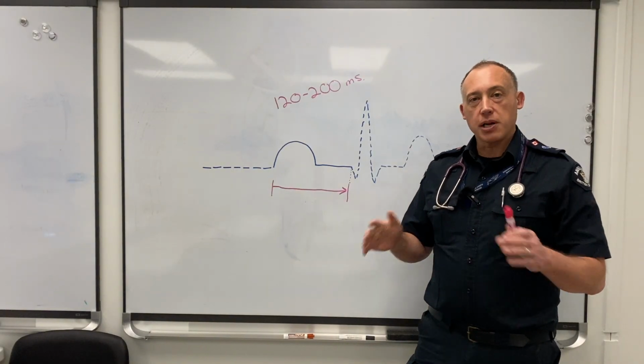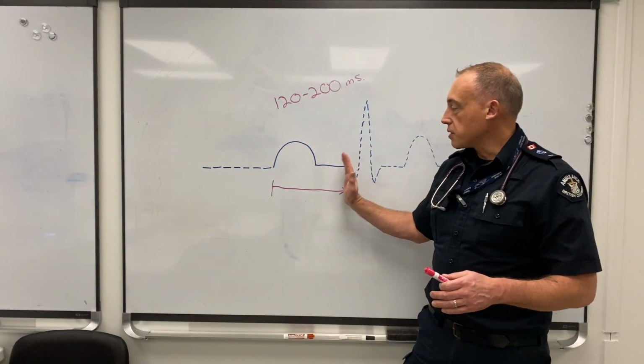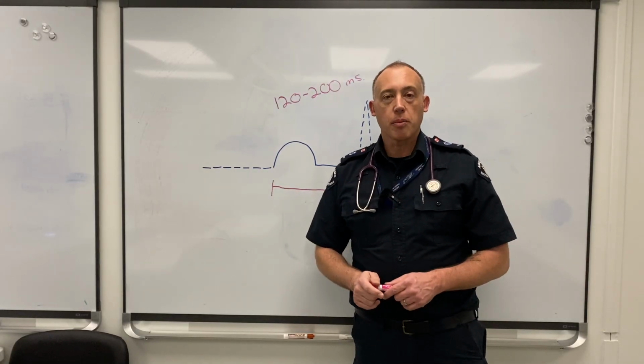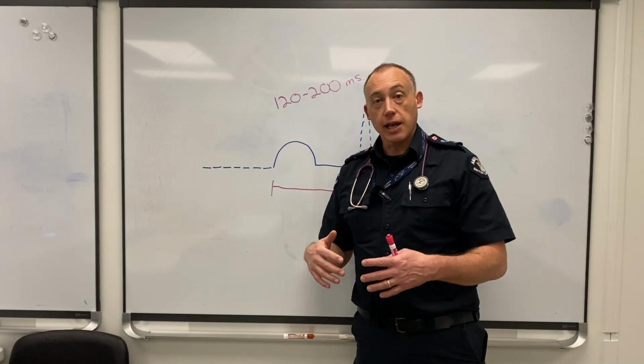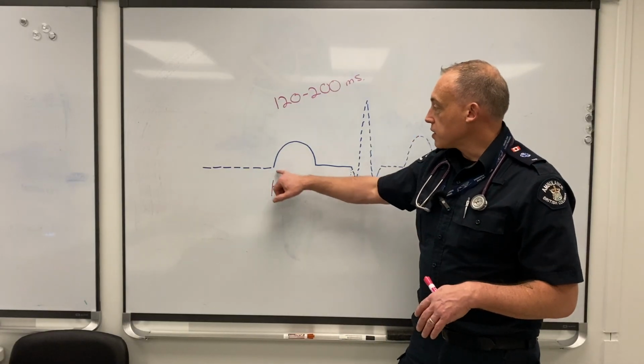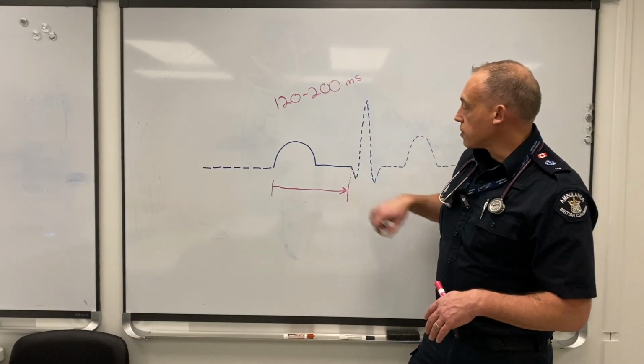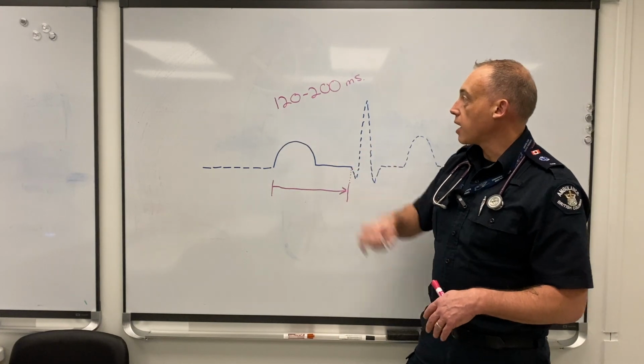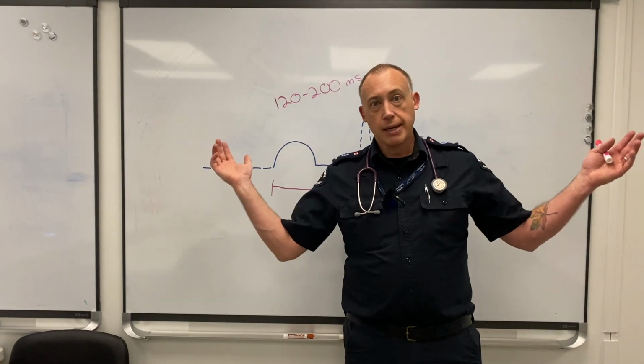I'm going to just pause there. I just wanted to introduce the PR interval and what it is. We'll get into talking about heart blocks and some of this stuff later on. But for now, that's it for this one. The PR interval, the start of the P wave to the start of the QRS complex, normally about 120 to 200 milliseconds. That's all you need to know.